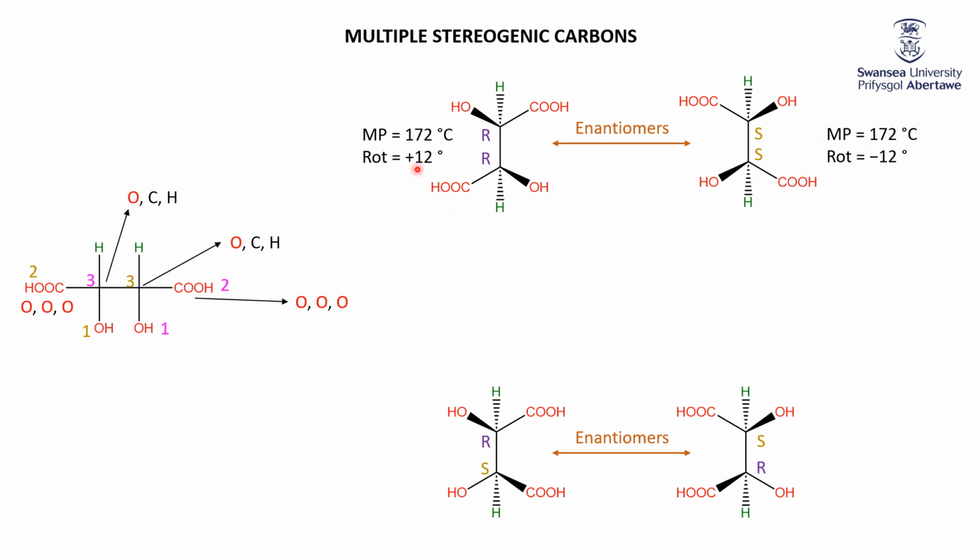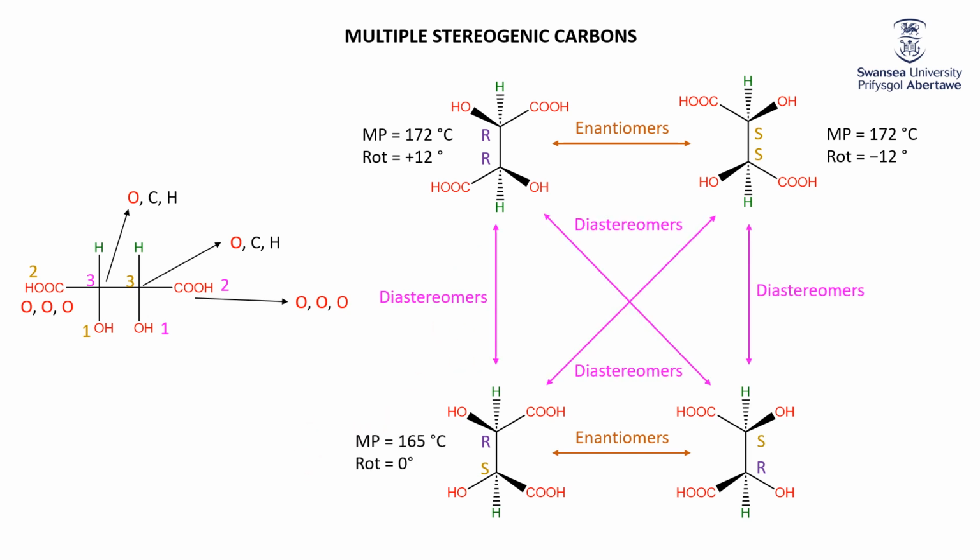This one rotates at +12, so this one rotates at -12. All well and good. These are enantiomers. These ones here, of course, should be diastereomers, shouldn't they? So therefore, they should have a different melting point. And indeed, this one melts at 165 different. But look at that.